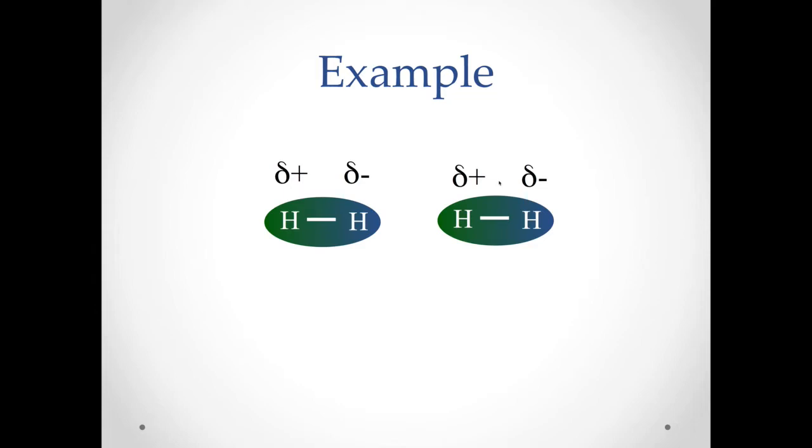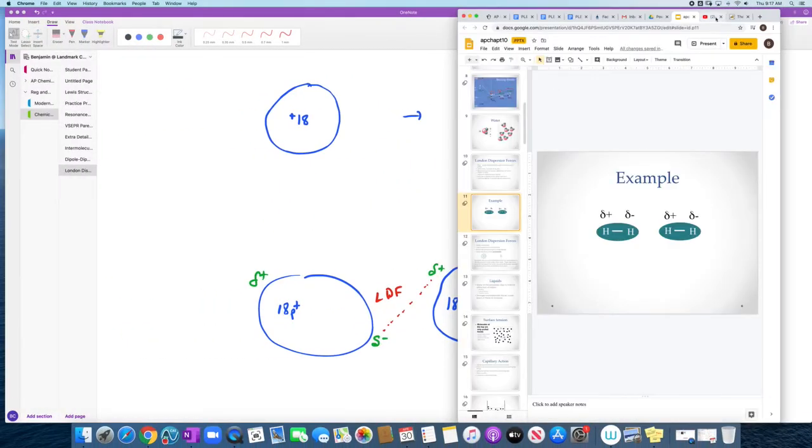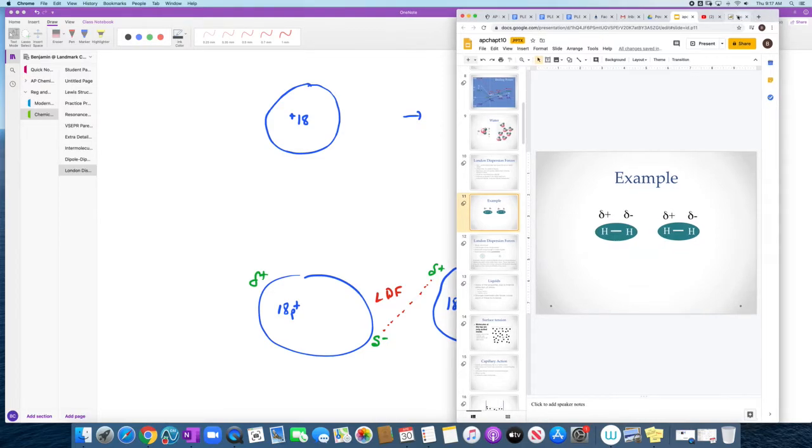I don't know if you guys have ever heard of starlings. They're a type of bird. A few years back, I saw some really cool footage online of big formations of starlings, and they group up together and they make these beautiful patterns. And when I saw it, it made me think of London dispersion forces.